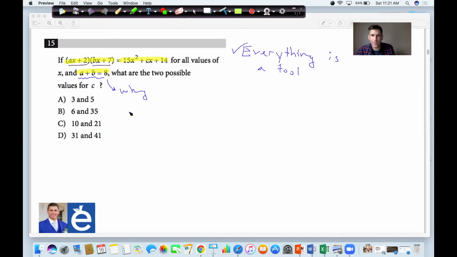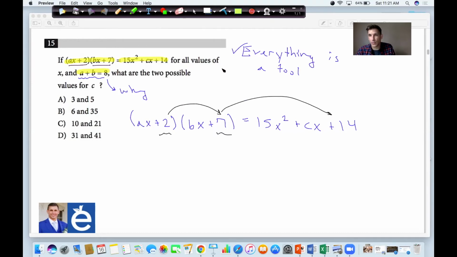So let's examine the problem where we have ax plus 2 times bx plus 7, and it tells you 15x squared plus cx plus 14. Well, the first thing you probably want to check is, do these match? Like, does 2 times 7, when you're foiling, give you 14? And it will, because if you remember with the FOIL, your first, outer, inner, last, this is your last. So this is what that should be equivalent to.